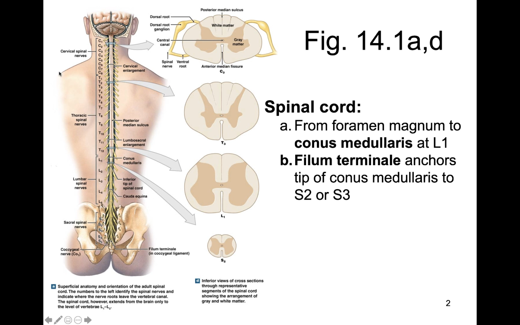And then this side shows that there are 8 cervical spinal nerves, 12 thoracic, same as the number of vertebrae, 5 lumbar, same as the number of vertebrae, and then 5 sacral. There are 8 cervical nerves, but there are only 7 cervical vertebrae, and the reason for that is that the first pair of spinal nerves comes off between the skull and the first cervical vertebra.